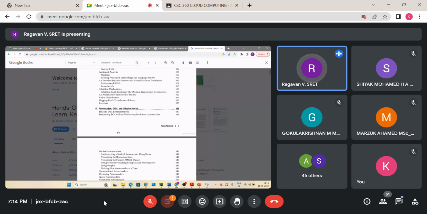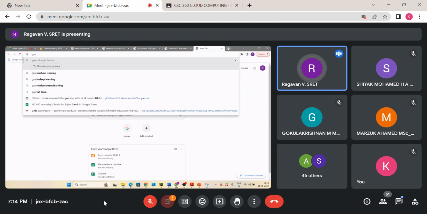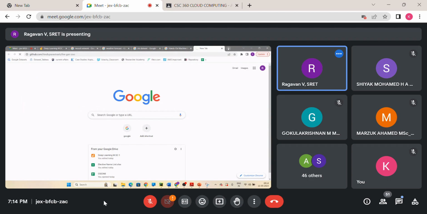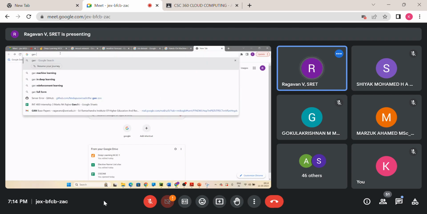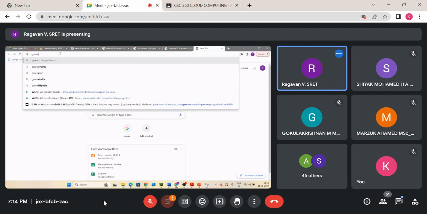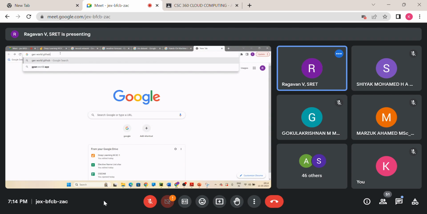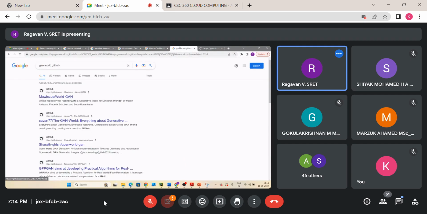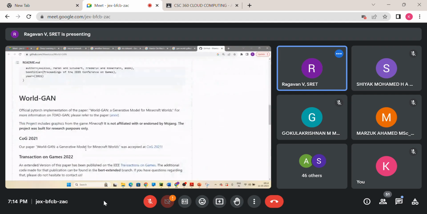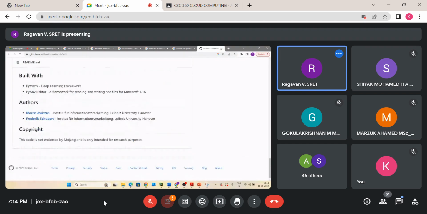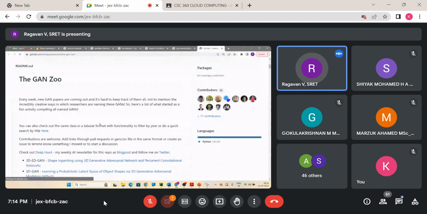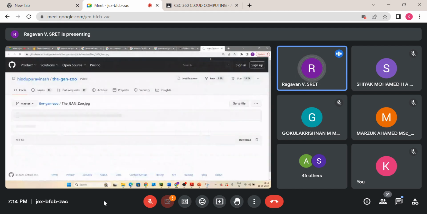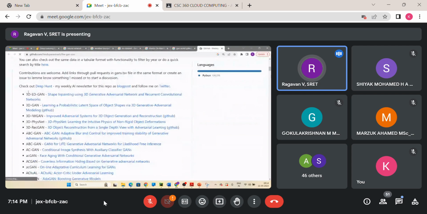Even for GAN, there are no standard books. For GAN there is one GitHub page. I will just share the GAN page. Here you can see the GAN Zoo, and there are a variety of GANs.